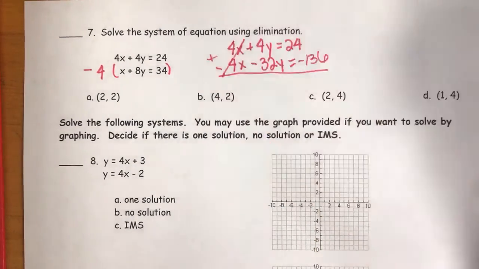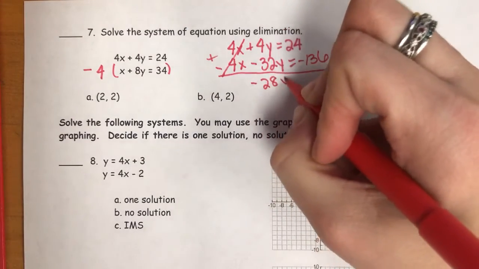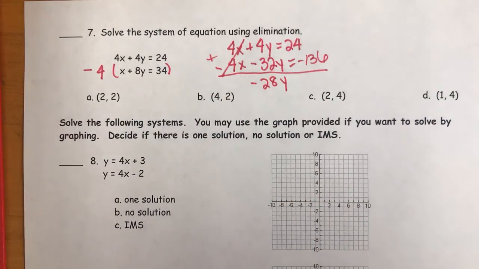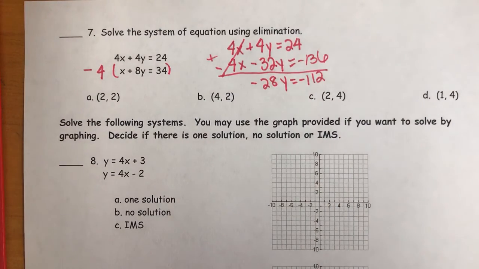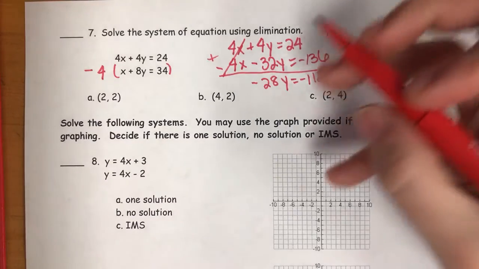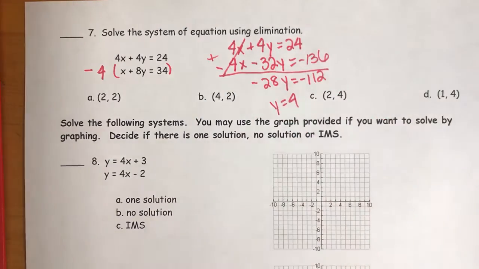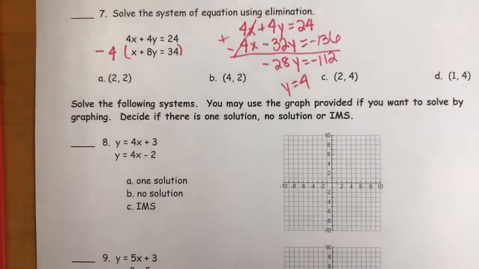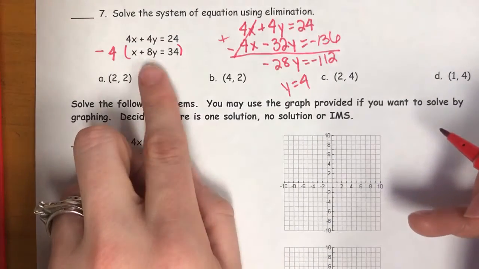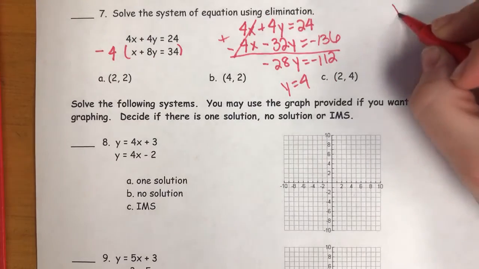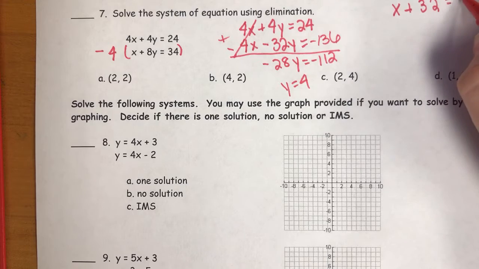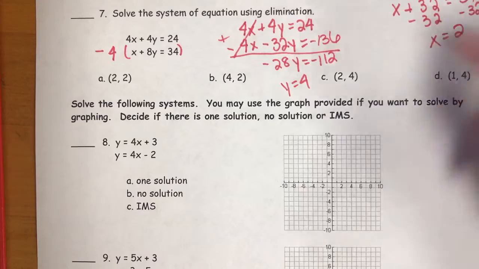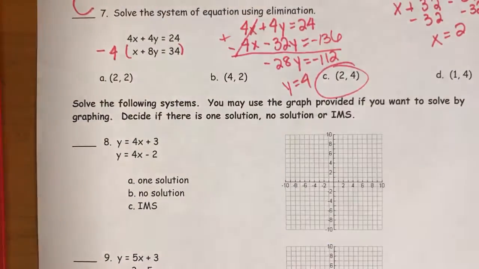Okay, we can then add straight down. -28y equals -112. So that tells us that y equals 4. We have a couple options where y equals 4, so we're going to have to plug that back in. I'm going to plug it back into this original bottom one. So I'll say x plus 8 times 4, which is 32, equals 34. So x equals 2, and so our final answer will be C.